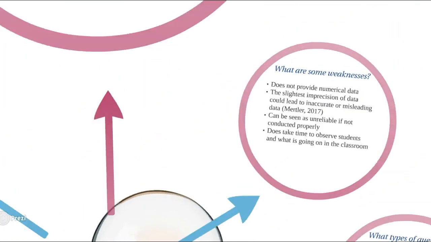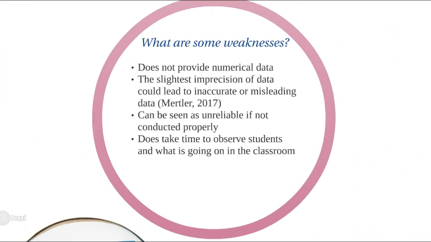Some weaknesses. Obviously, it does not provide numerical data because it's qualitative. The slightest imprecision of data could lead to inaccurate or misleading data, according to Mertler, which is correct, and it also has to do with some bias. I feel that you have to be unbiased with observation, and you just have to be recording what you're seeing and what you're hearing. It can also be seen as unreliable if it's not conducted properly.